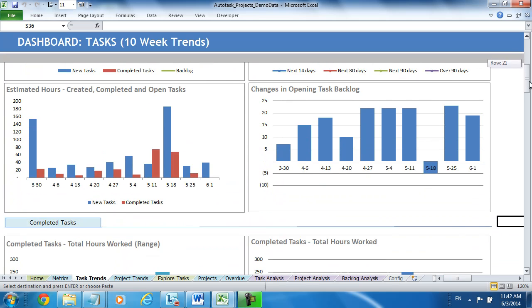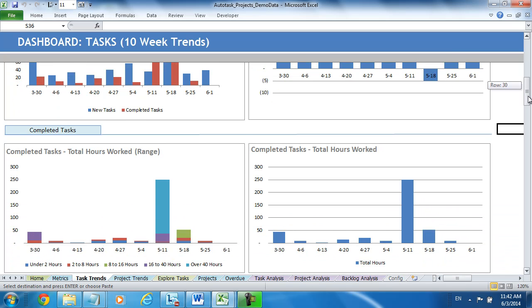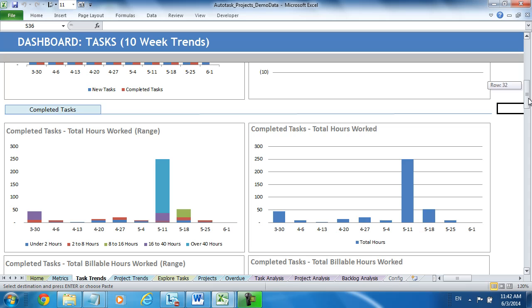What we'll also do is show you the estimated hours created versus completed tasks to give you an idea of how you're changing in terms of your amount of work that's sitting out in the backlog via estimated hours. Changes in the opening backlog by count. See that 1 week in which I actually completed more tasks than I did created. Information regarding the total hours worked and what the ranges are.